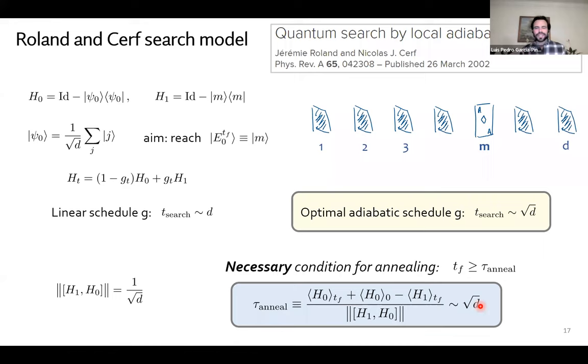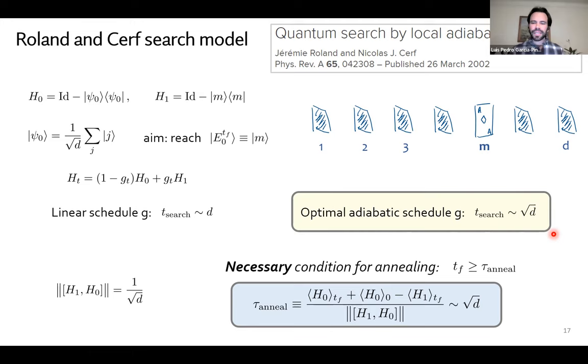So the point here is two different points. One is that this gives you a proof, although it was very well known, but this is a very simple proof that this optimized timescale that Roland and Cerf found is actually optimal. You cannot do better than this timescale. So that's conclusion A.